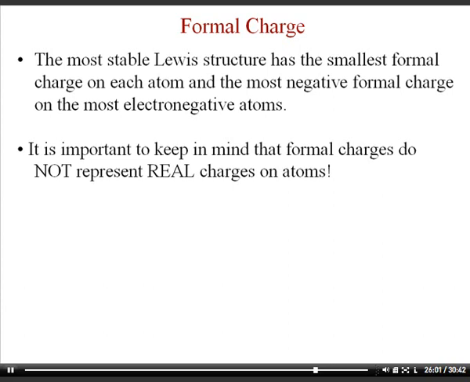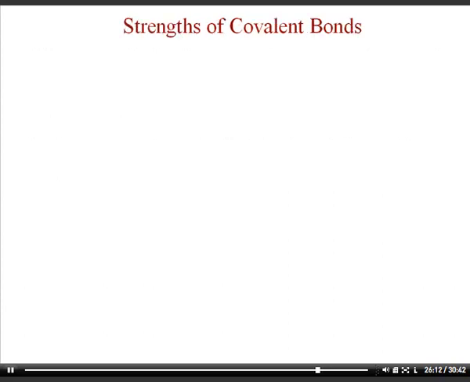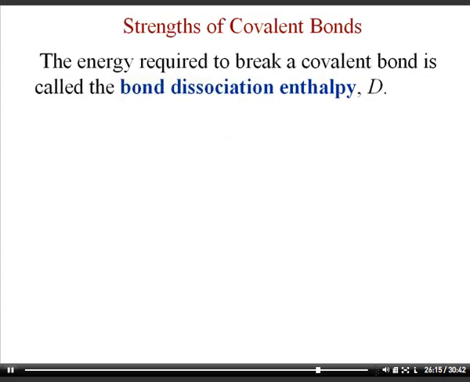So formal charges aren't real charges on the atoms, they're just our way to try to figure out which Lewis structure is the more correct. And again, we do a lot of examples in class with practice problems, and it makes it a little easier to understand. Now we're going to talk about strengths of covalent bonds.